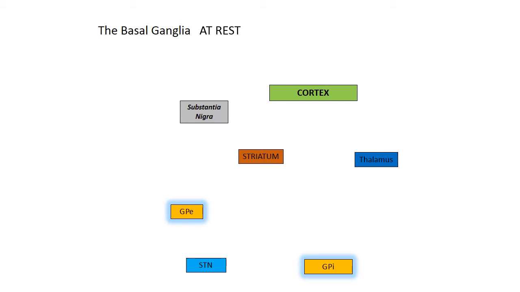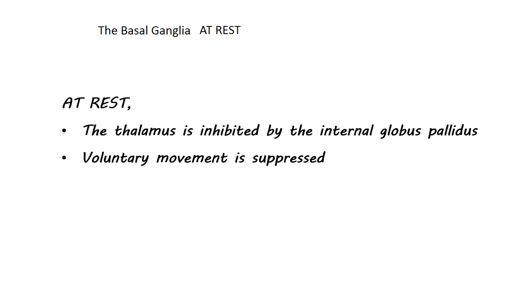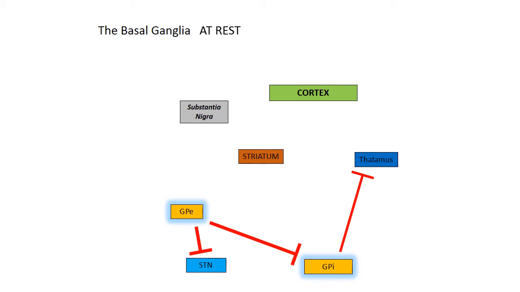And what do these do? Well, the external globus pallidus projects inhibitory neurons to the subthalamic nucleus and to the internal globus pallidus. The GPi, the internal globus pallidus, has a projection to the thalamus. And when both of these structures are tonically active like this, the net result is that the thalamus is inhibited, there's no excitation of the cortex, and there's no movement. Okay, so that's what happens at rest.